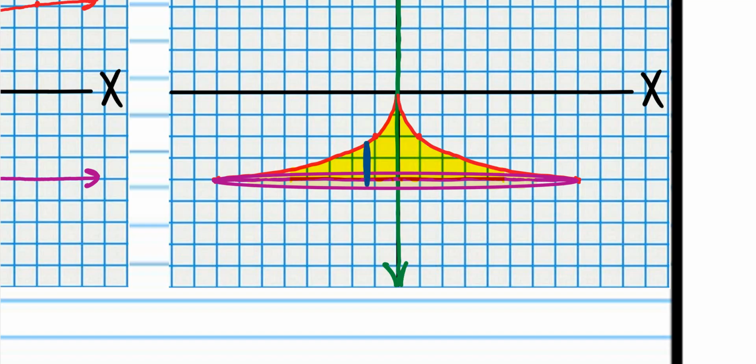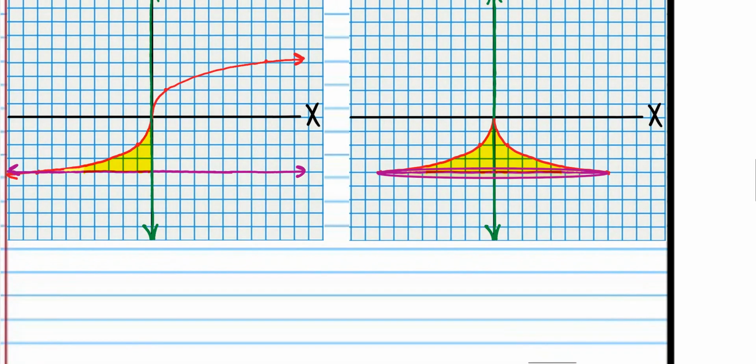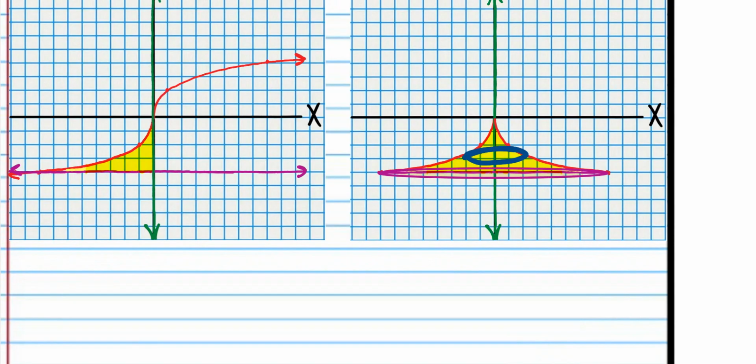and again, we can't figure out the shapes of these cross sections very easily, these vertical cross sections. So we're going to use horizontal cross sections, which are circles. Again, because we rotated about the y-axis, our horizontal cross sections are circles.